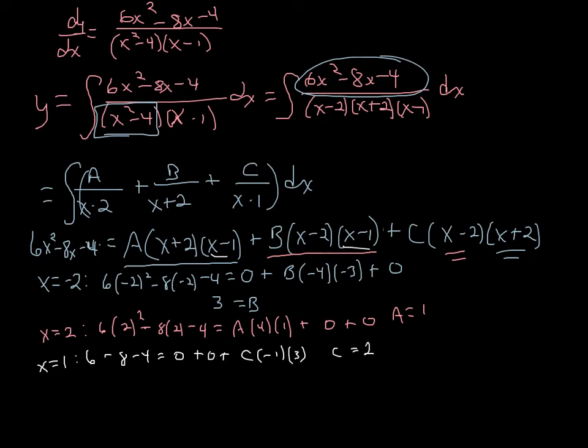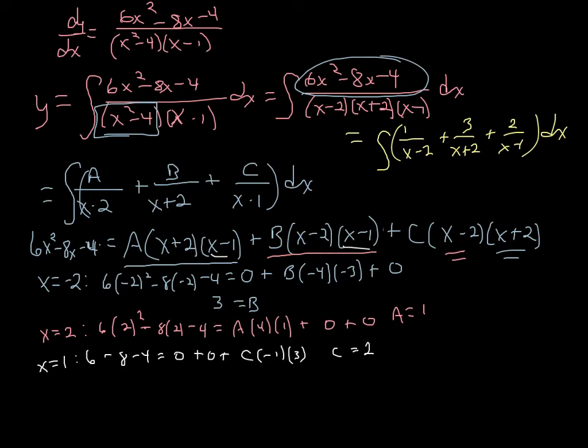So then what we'll end up with in our integral is this equals the integral of 1 over x minus 2 plus 3 over x plus 2 plus 2 over x minus 1 dx. And now we have integrals that we can evaluate easily.